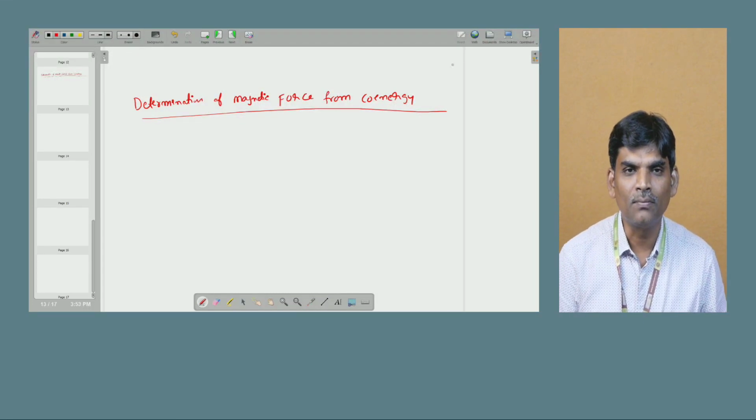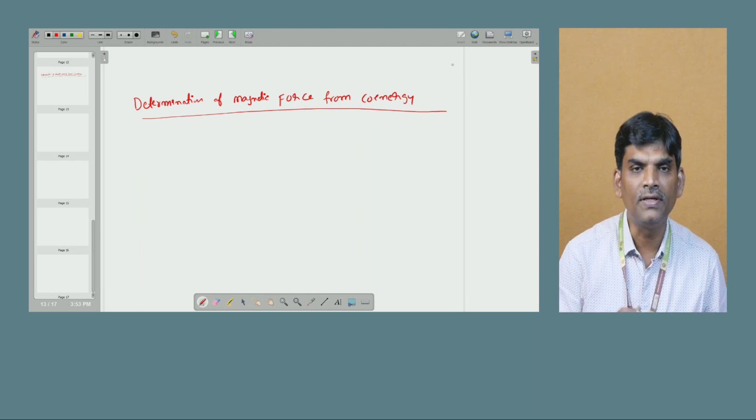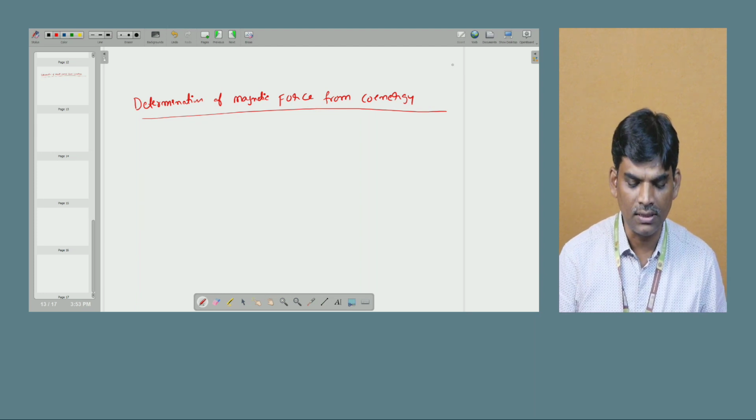Today I am going to explain the magnetic force of a single excited system from coenergy. In this session I am going to derive the force equation from coenergy. You already know the two state functions: one is the field energy, another one is the coenergy.